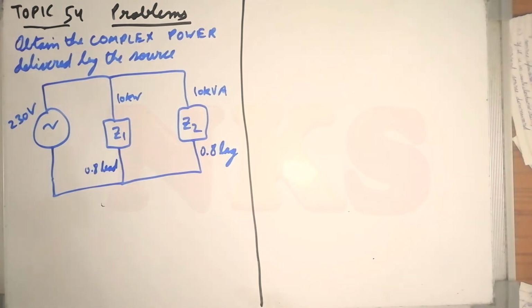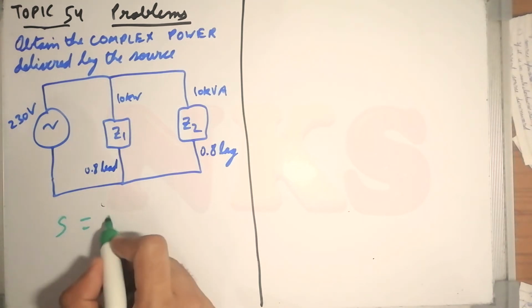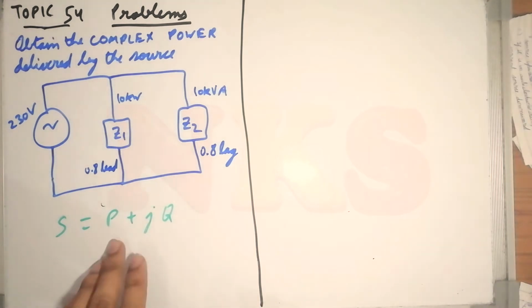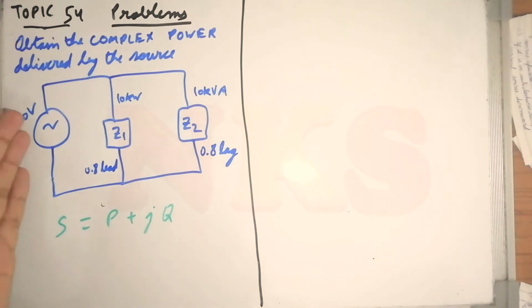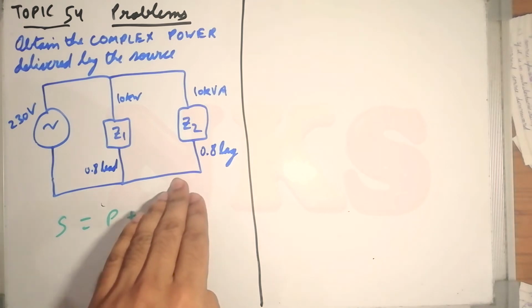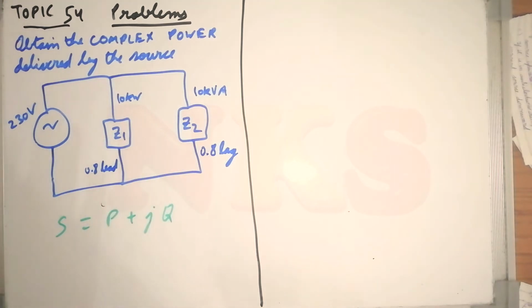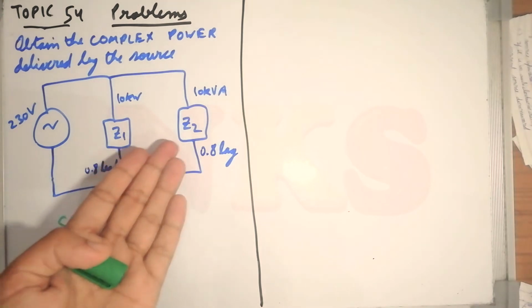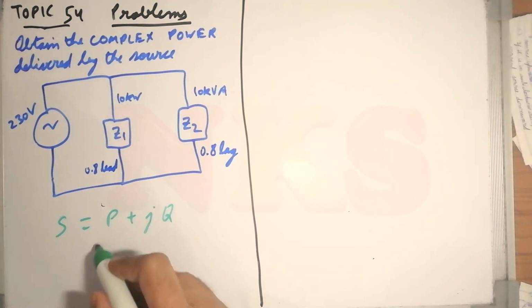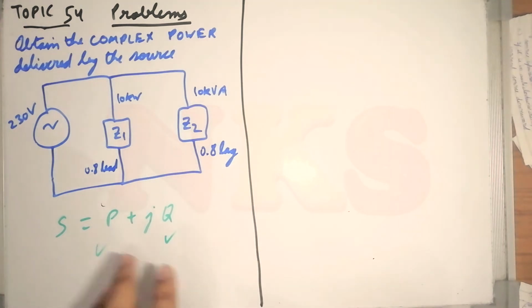I have told you the idea of complex power, that is S is equal to P plus jQ. So we have to find P and Q. You can easily understand that the power delivered by this source will be the power absorbed by these impedances. So if I calculate the power absorbed by these impedances, then automatically I will get the power delivered by the source. Complex power means we have to find P and Q, because it can be represented in this fashion.